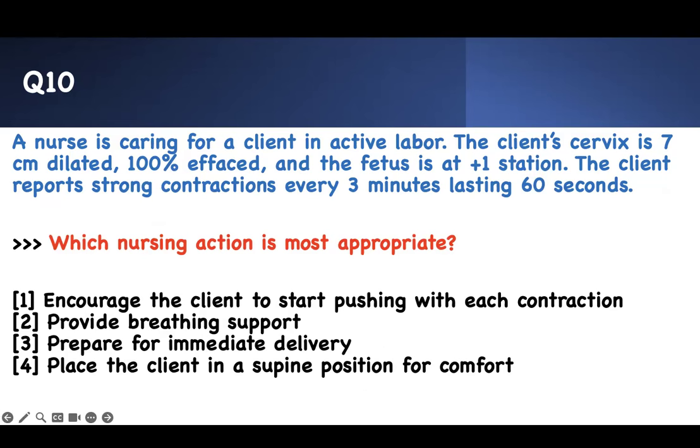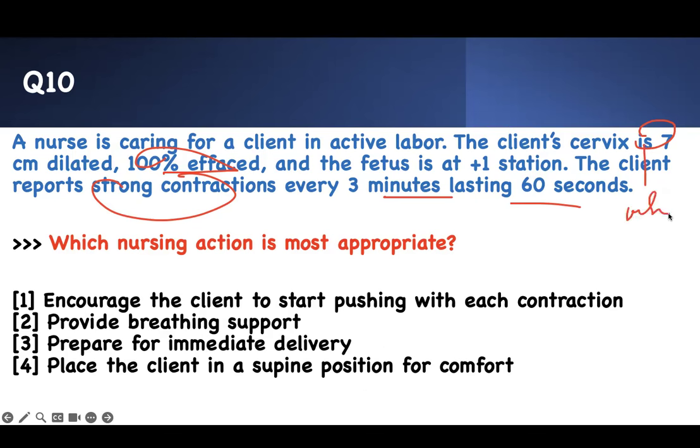There's a bunch of keywords in the question. Don't run away from it. Let's try and find them. The client has strong contractions every 3 minutes and lasting 60 seconds. It's getting closer. Why? 7 centimeters dilated and 100%. Even though it's 100% effaced, 7 centimeters dilated is still not in the transition zone. This patient is in active phase.